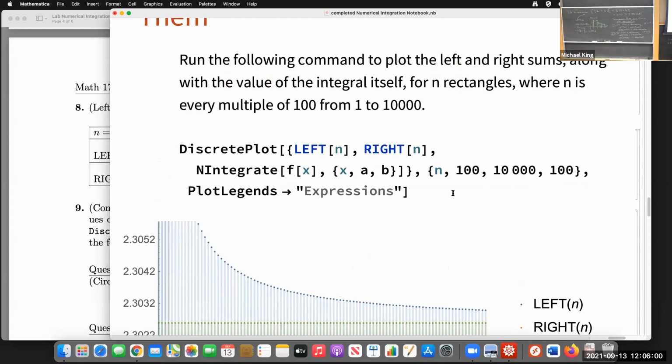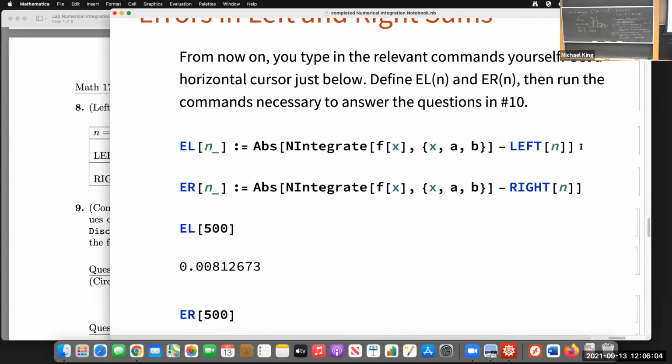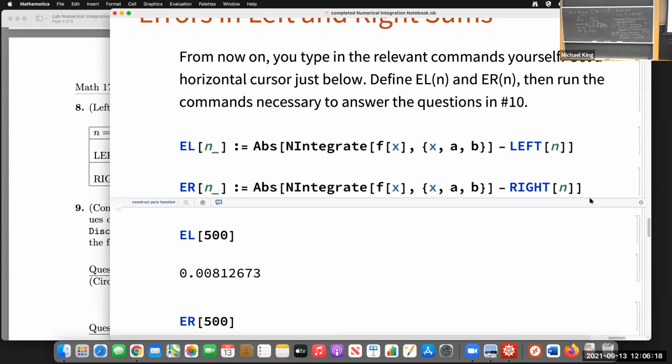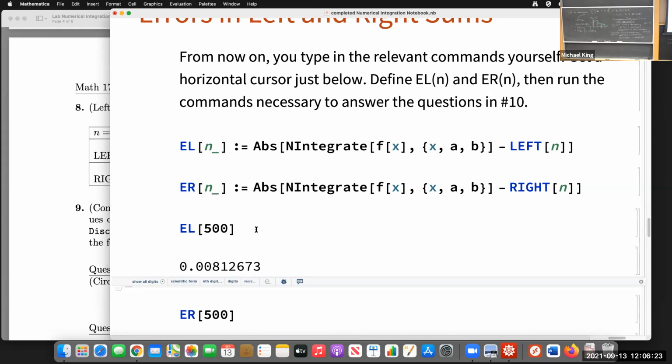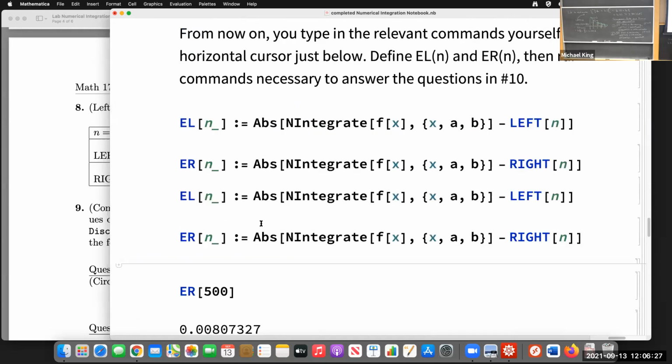So, right, we did this plot. And if I wanted to now have the error, this is just the absolute value of the difference between the actual value and the left sum. I'm doing absolute value because it could be positive or negative error, right? This is the right sum. Is this gonna work? Yeah, okay. So then for 500 rectangles, you can see what the error is.